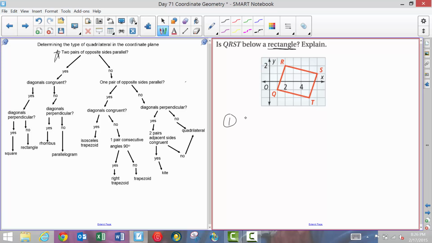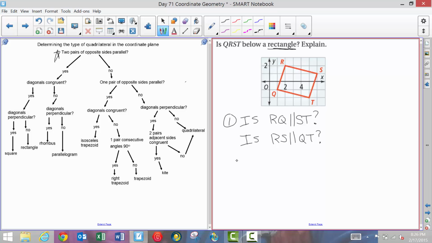So, is RQ parallel to ST? And I want to know also, is RS parallel to QT? Well, if I want to know if something's parallel, I have to do slope, which is rise over run.